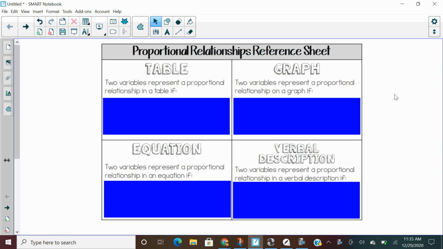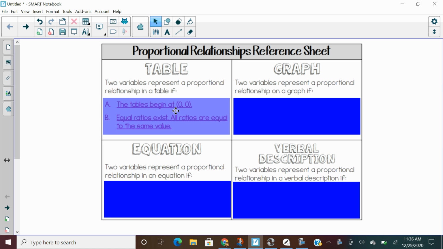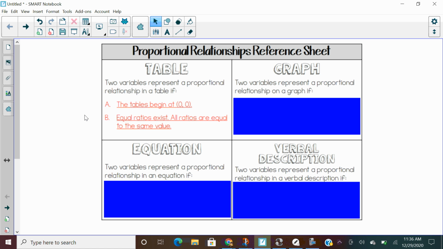So, a table. Two variables represent a proportional relationship in a table if the table begins at 0, 0, or could have 0, 0 in it, and equal ratios exist. All ratios are equal to the same value. So like in the table, if it has 1, 2, 4, 8, 3, 6, everything is being doubled.